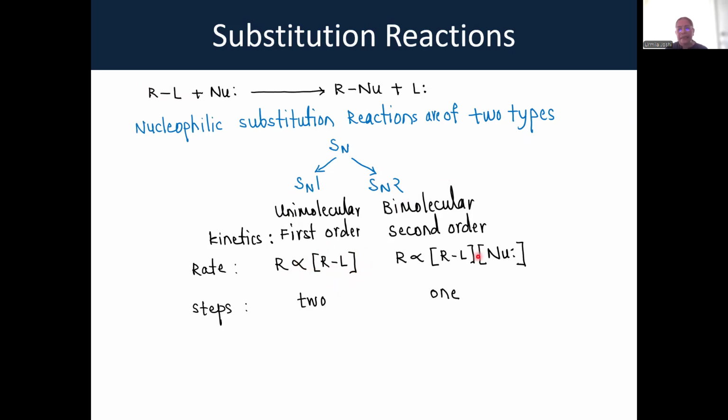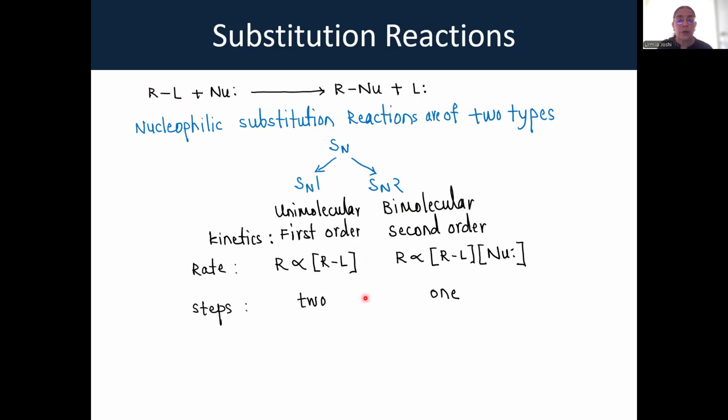Whereas in the case of SN2 reaction, the rate of the reaction is decided by the concentration of alkyl halide as well as the nucleophile. So this is a bimolecular reaction, whereas SN1 is a unimolecular reaction. As far as reaction kinetics is concerned, SN1 is a first order reaction and SN2 is a second order reaction, because both the reactants are involved.